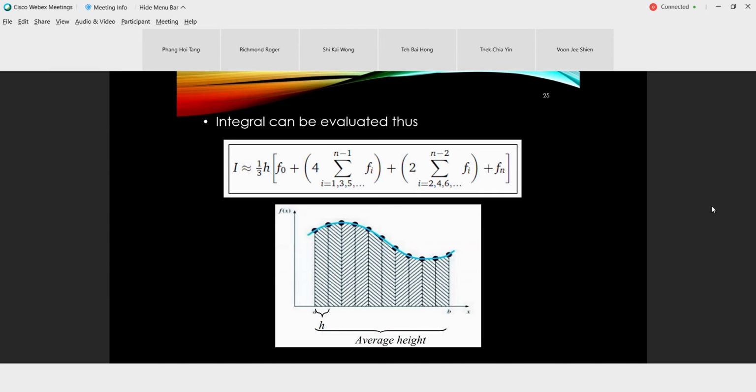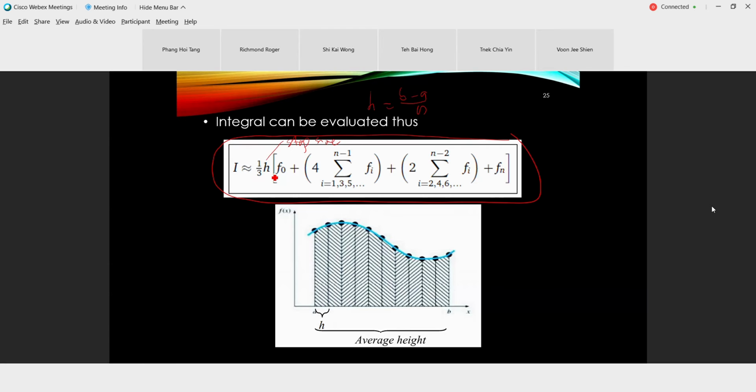Therefore, the general equation for the Simpson 1/3 is this formula. Please highlight it in your module or your textbook. So the total integration value is approximately 1 over 3 multiply H. H is step size, the step size is the same. H equals B minus A over N. So you need to decide the N number, even. It suggests to use an even number of N.